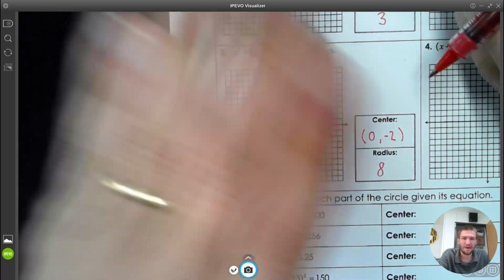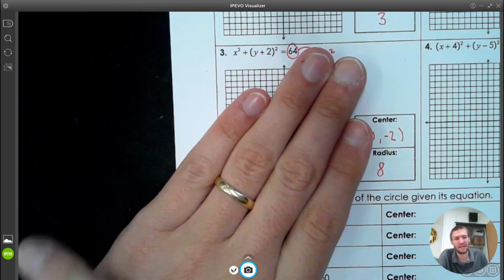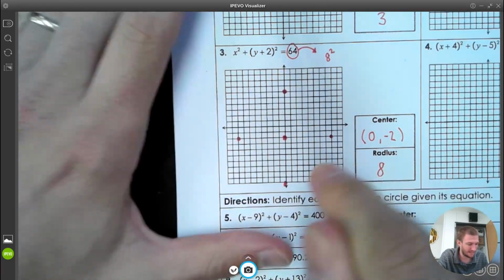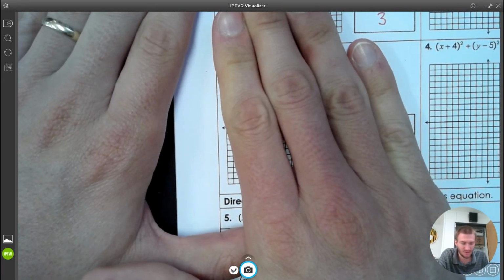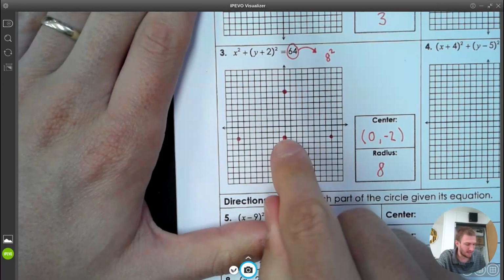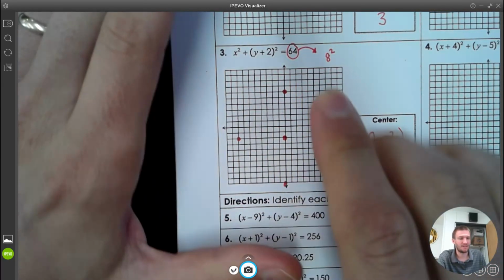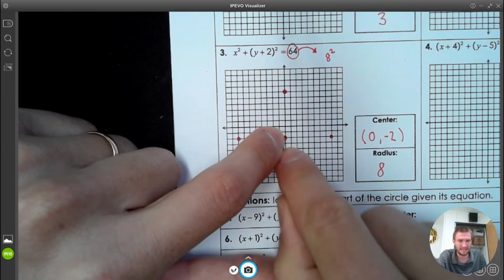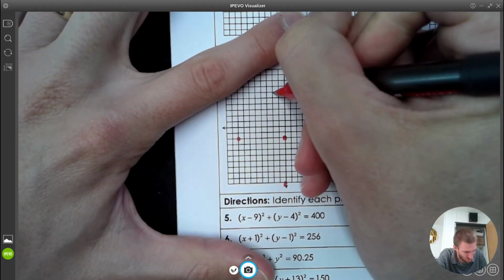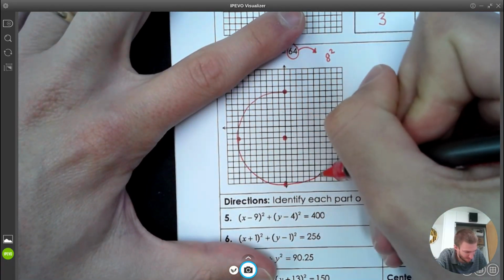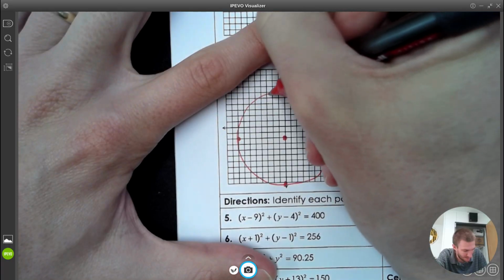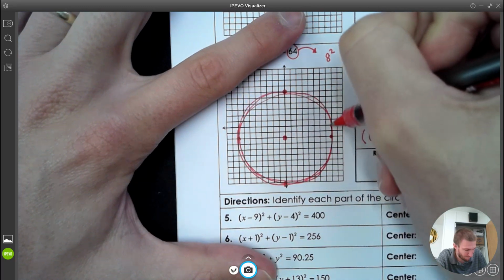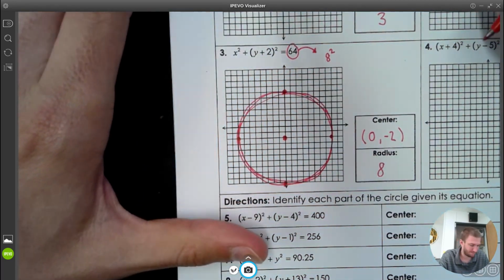Now, importantly, I said this yesterday, do not look at my paper and try to count to 8. Count to 8. You are a smart student in geometry. Don't be looking at my paper. Just count. 2 down, 8, 8, 8, 8. You can handle that. Draw a circle. It's going to be a little bit of a mess, but that's okay. 1, 2, 3. Now it looks pretty good.